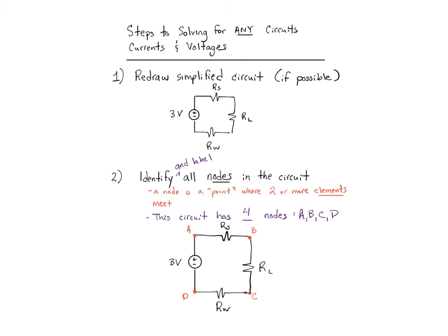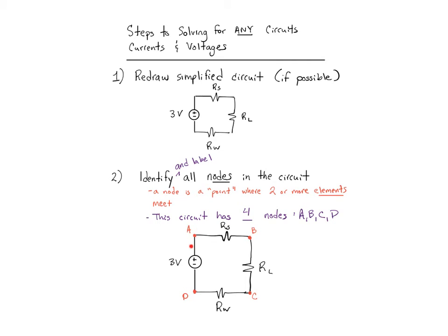Step 2, identify and label all nodes in a circuit. So we talked about nodes the other day in class, but a node, as a reminder, is any point within a circuit where 2 or more elements meet. So this circuit has 4 nodes drawn here in red and labeled as A, B, C, and D.